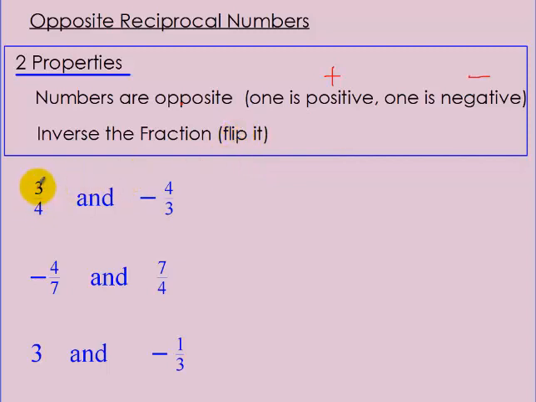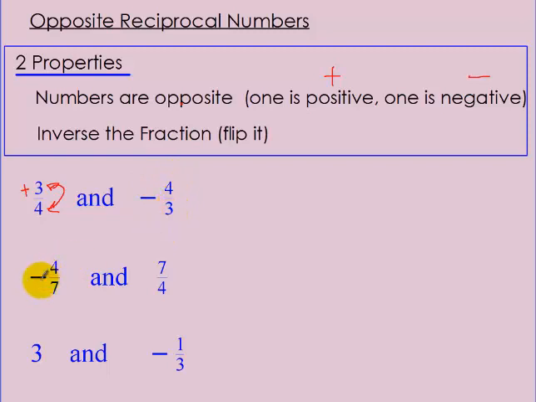So for example, in the first one, these are opposites because the first one's positive and the second one's negative. They're inverses because 3/4 flips to 4/3. I'm just taking that 3/4, flipping it, and it turns into 4/3. So it's opposite and reciprocal.